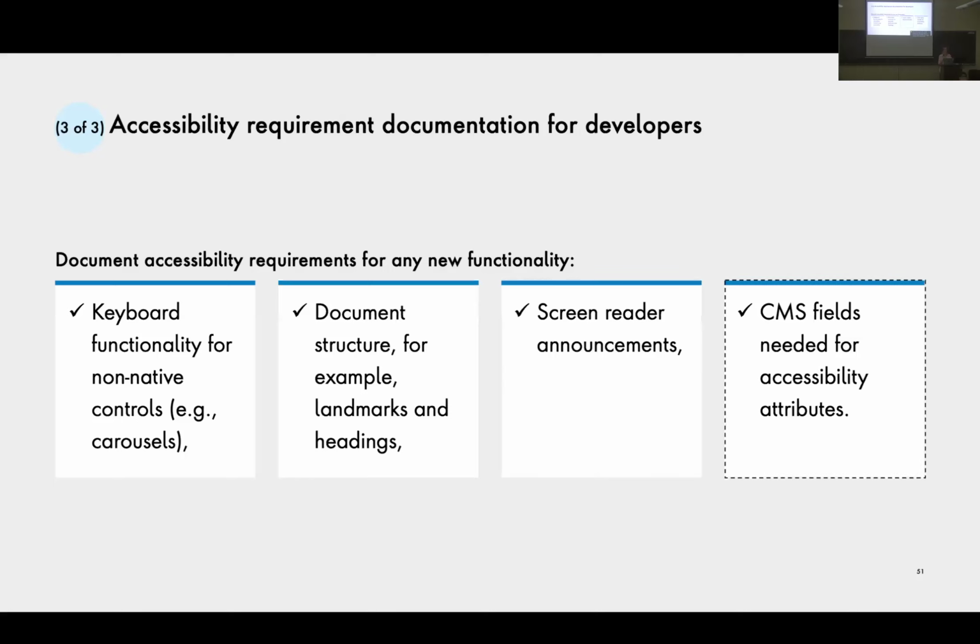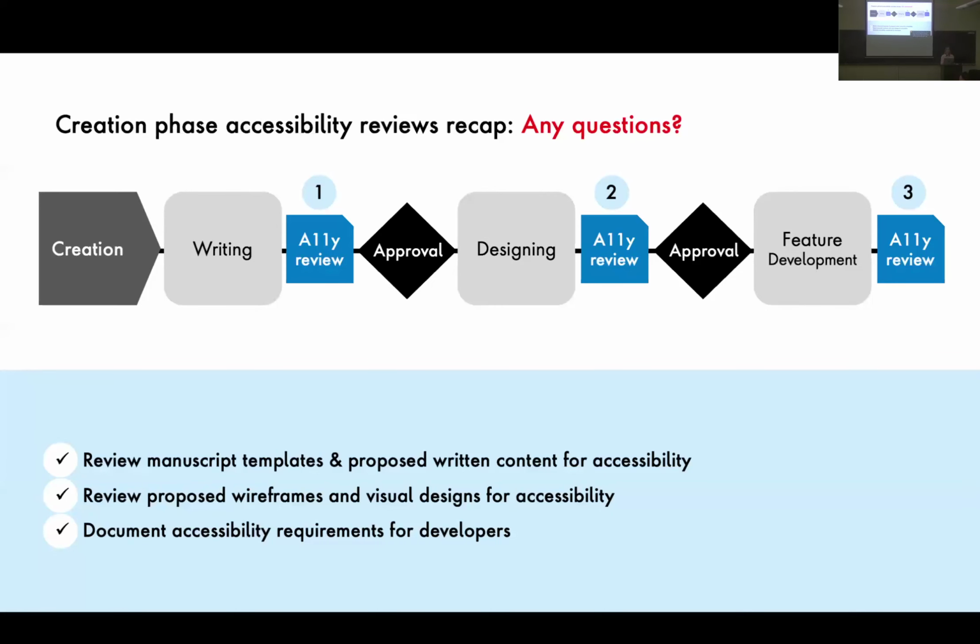And then finally, the content management system or the authoring tool might have some fields that are required for accessibility compliance. And I'm going to show you that in one of the next sections. And then we can define that and make sure that they build that authoring tool the right way. All right, so those were the creation phase accessibility reviews. We talked about manuscript templates, reviewing written content as part of the flow, reviewing wireframes and visual designs as part of the flow for accessibility, and then documenting accessibility requirements for developers.